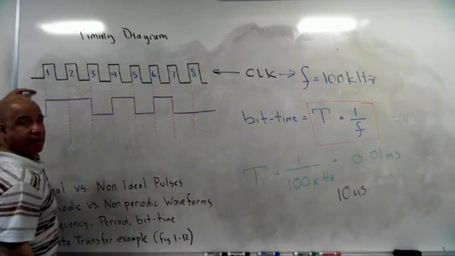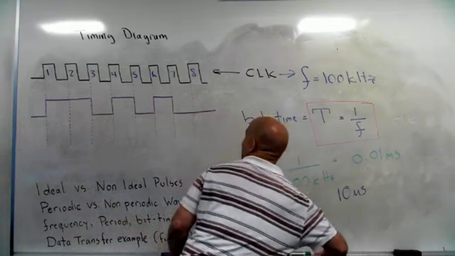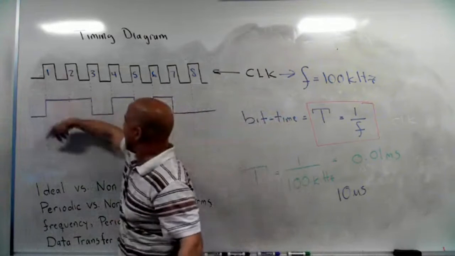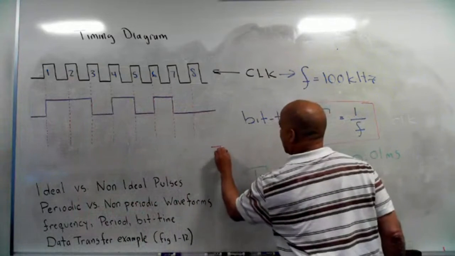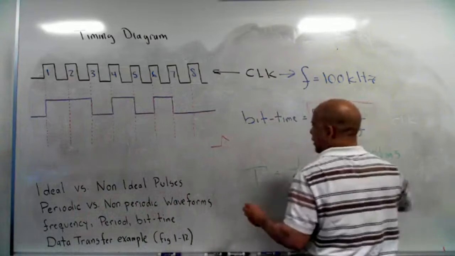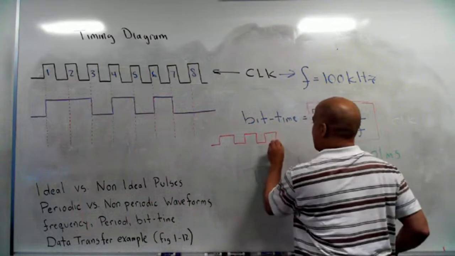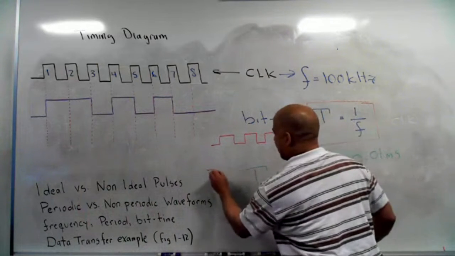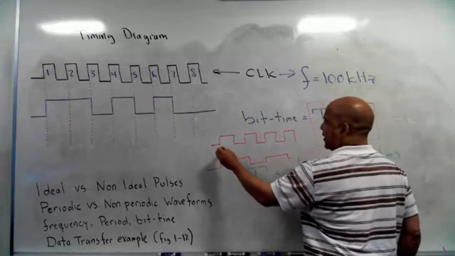And that time is 10 microseconds. So what I'm saying is that now, and I put these lines on there so I can draw it straight, but all you will be given on the quiz is the clock. You're given the clock signal, and then maybe you're given the data, like this. You would have to put those lines in there.